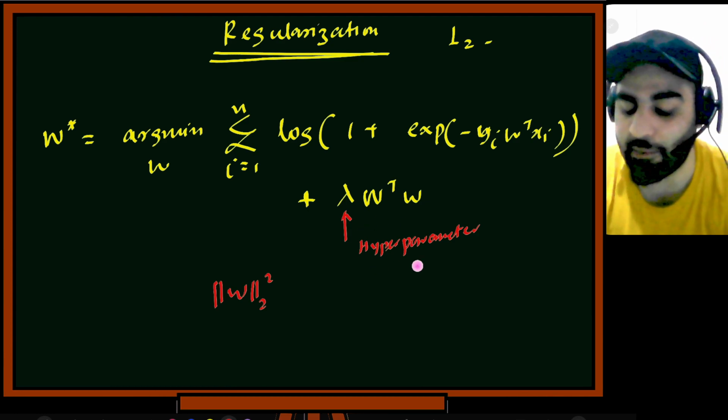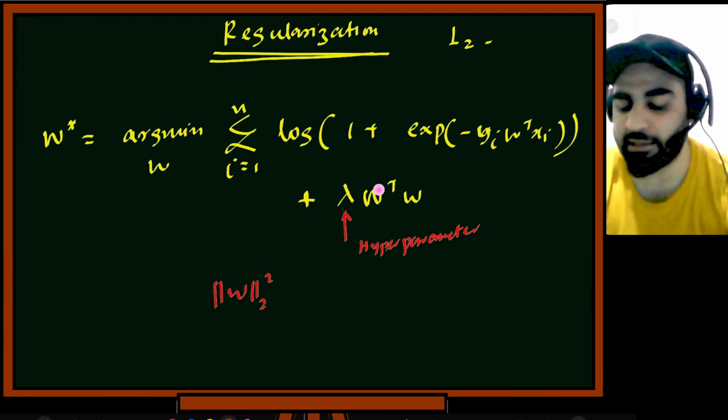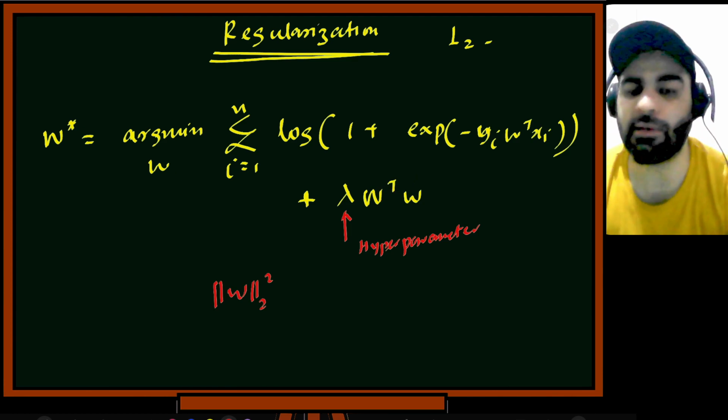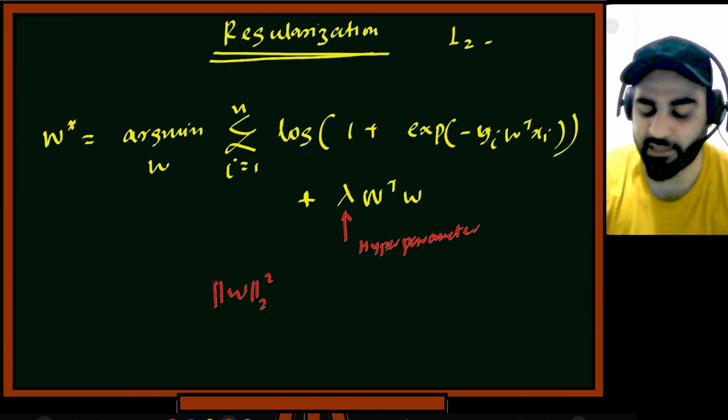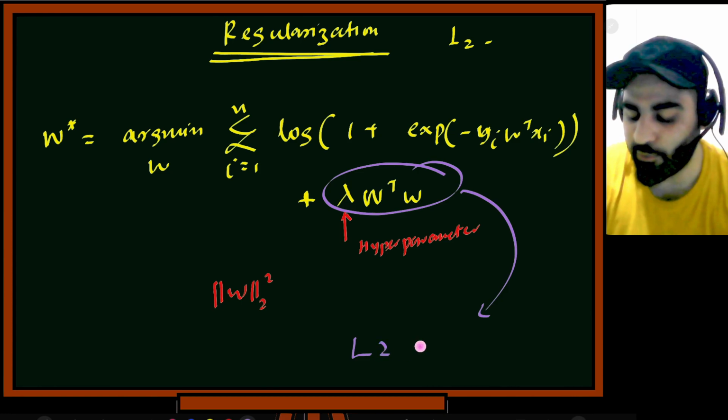So here, if you see, these are parameters. Now what will be the effect of this term? Here what I am saying is this W transpose W times lambda, I am adding this term. This is called a regularization term. So this term over here is called the L2 regularization term.